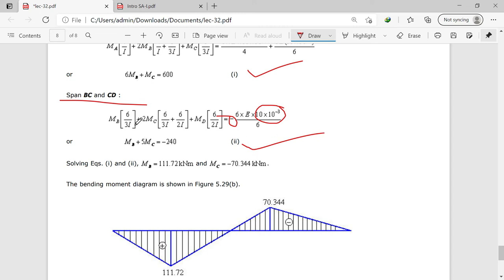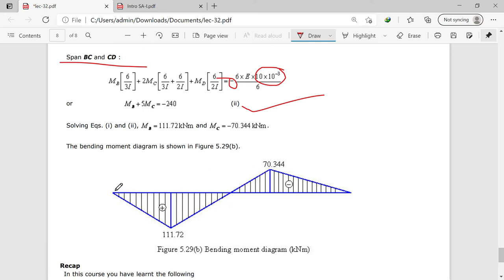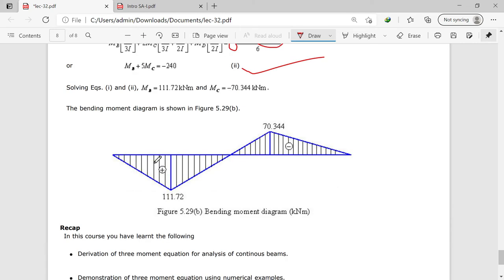So MB, the moment at B, will be equal to 111.72 kilonewton meter, whereas the moment MC will be equal to minus 70.34. Now here, a positive value going below the baseline is considered positive and a negative value is considered as 70. You can go with a positive value upward and a negative value downward, as per your choice.